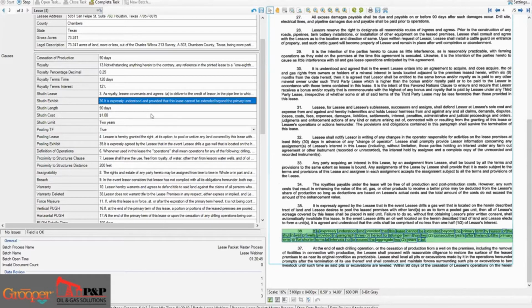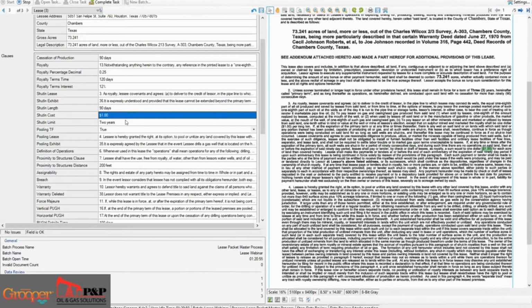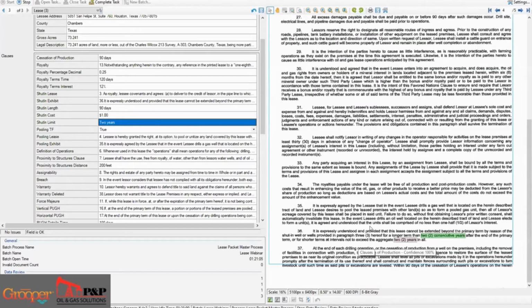But what are those key parts of the shut-in, right? Well, that it's a 90-day shut-in, and we're pulling that from the body of the lease, that it's $1 per net acre, again from the body of the lease. But what that addendum paragraph adds is that there is a 2-year limit to that shut-in. And so those work together to provide the data that you need.